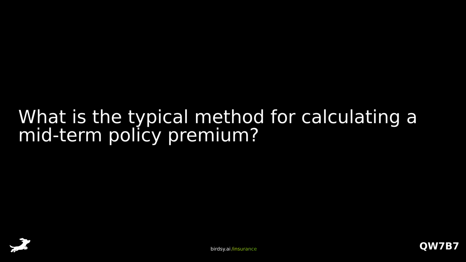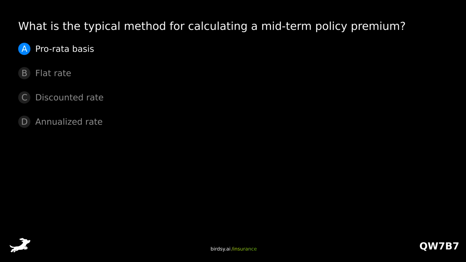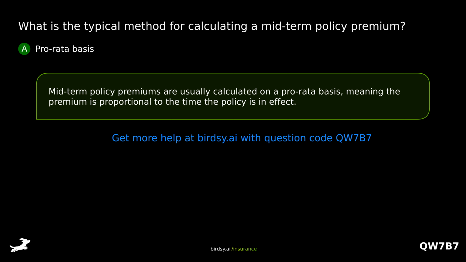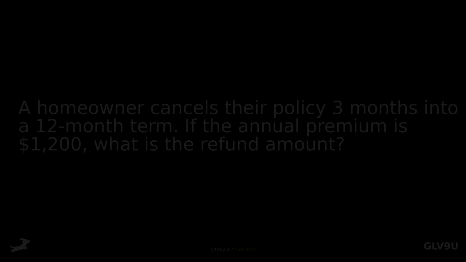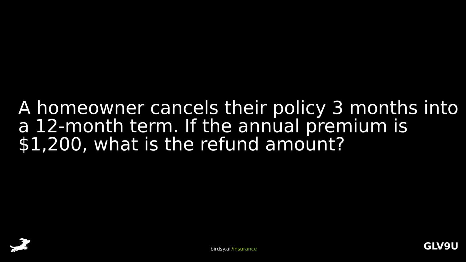What is the typical method for calculating a midterm policy premium? Is it A, pro rata basis, B, flat rate, C, discounted rate, or D, annualized rate? The answer is A, pro rata basis. Midterm policy premiums are usually calculated on a pro rata basis, meaning the premium is proportional to the time the policy is in effect.